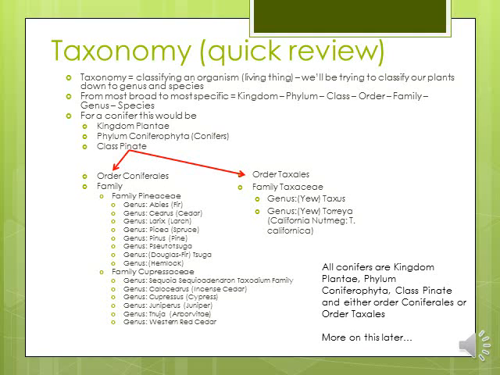So all conifers are kingdom Plantae, phylum Coniferophyta, which is the conifers, class Pinopsida, and then there's two different orders that the conifers fall into. Most conifers are order Coniferales, and then there's a few that are order Taxales. And then if you go more specific than order, you have all of your different families. So for example, in Coniferales we have family Pinaceae, family Cupressaceae, and in order Taxales we have family Taxaceae. And then you have your different genera and your different species.